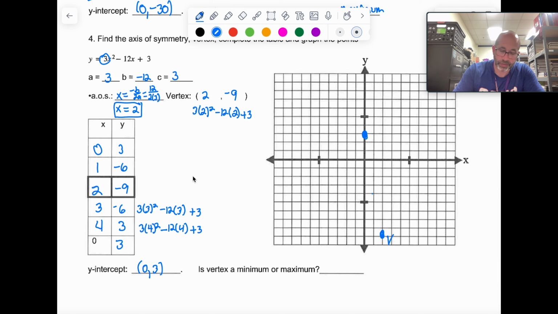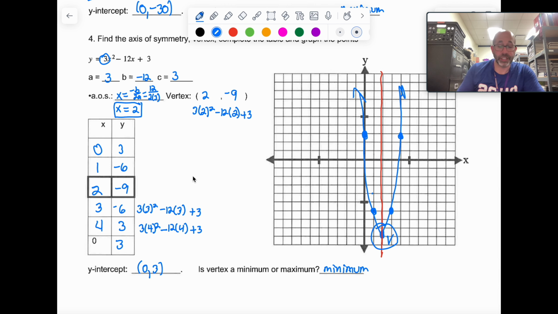(1, -6) is right here. (3, -6) is right here. (4, 3) is right here. And there's our curve. We've got our axis of symmetry right here through it, which is x equals positive 2. We can see that the point down here is the bottom, so we call this a minimum.